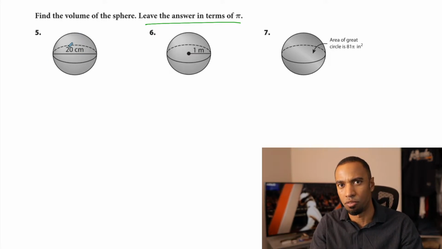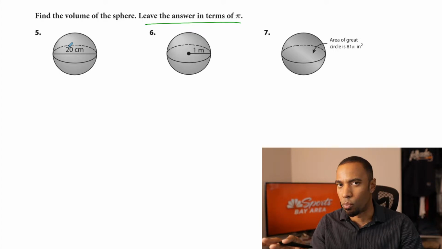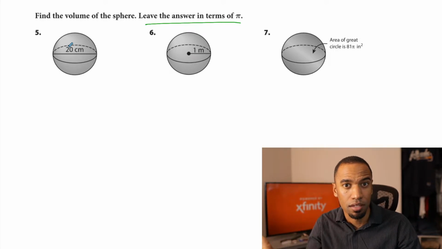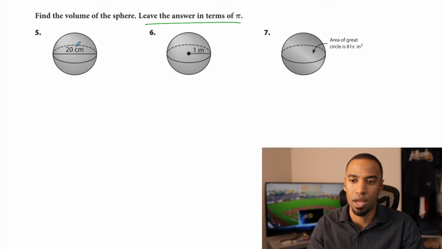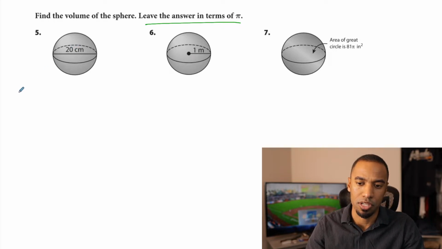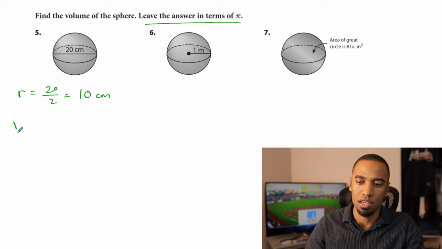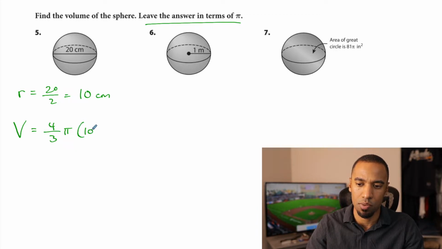I'll give you the decimal equivalent if there's no rounding. But if I have to divide by 3, then there's rounding. So anyway, here we go. So 20 centimeters here is the diameter. So your radius is 20/2, which is 10 centimeters. So the volume of this one, once again, 4/3 pi r cubed. So pi times the radius cubed.